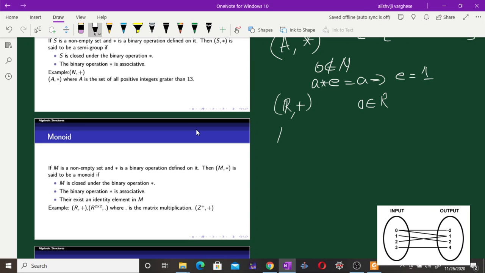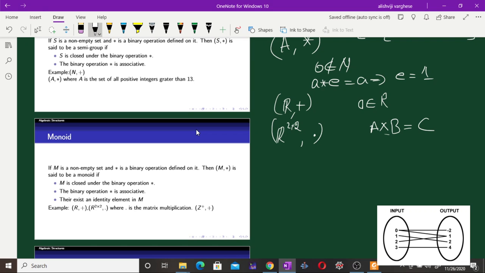And the second one, the set of all 2 by 2 matrices under multiplication. If you take 2 by 2 matrices under addition, it is already a monoid. But under multiplication, what happens? If A and B are 2 by 2 matrices, is the product A cross B another 2 by 2 matrix, belonging to R raised to 2 by 2?